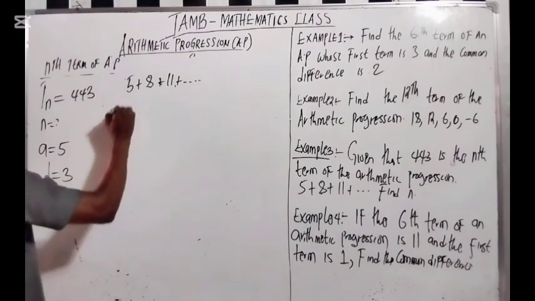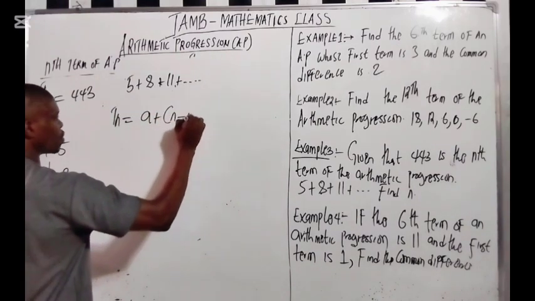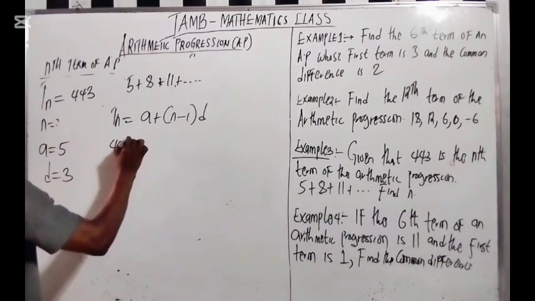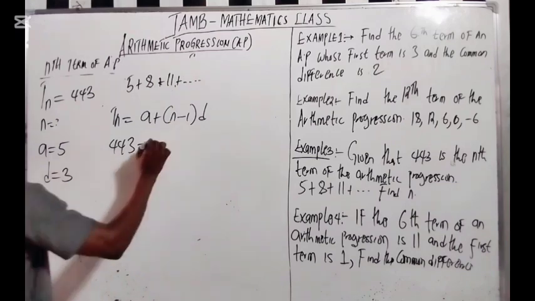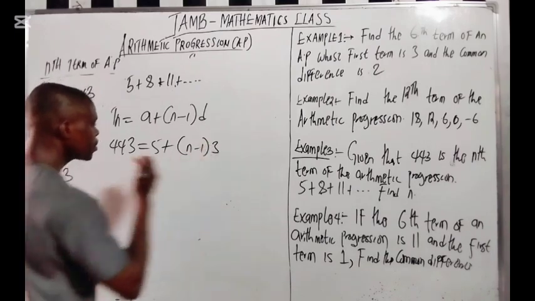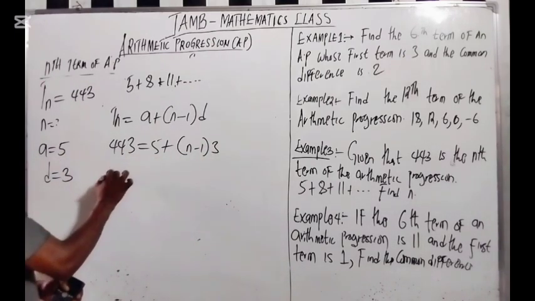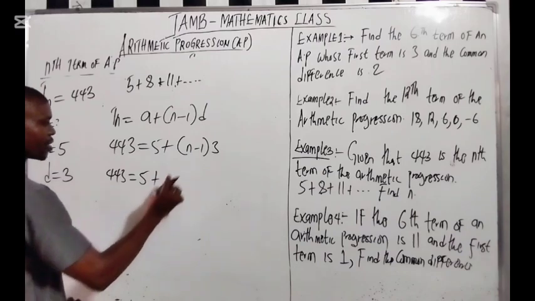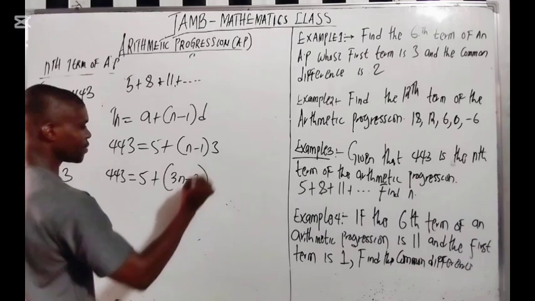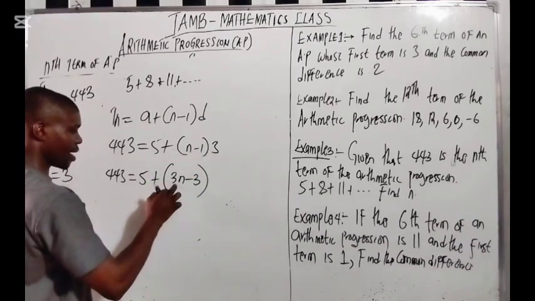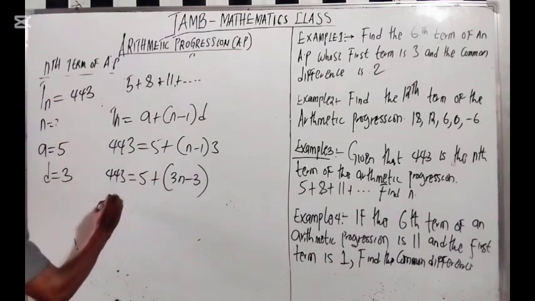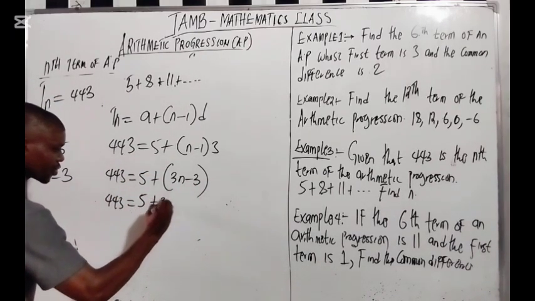So remember, Tn equals a plus (n minus 1)d, right? So here 443 equals my a, which is 5, plus (n minus 1), then d is 3. So how do we solve this? It's very easy. When you put the bracket here, we have 3n minus 3, because 3 times n is 3n and 3 times 1 is 3. So if you open the bracket, we have 443 equals 5 plus 3n minus 3.